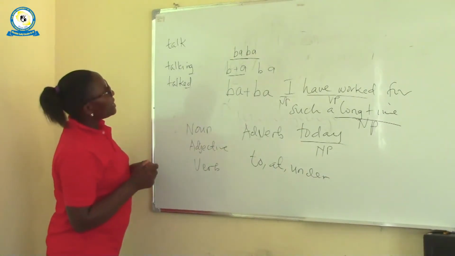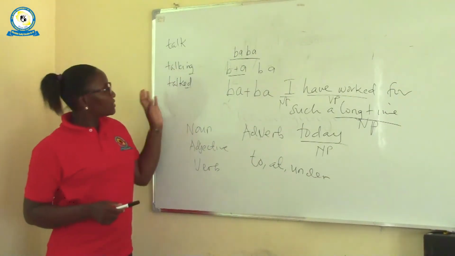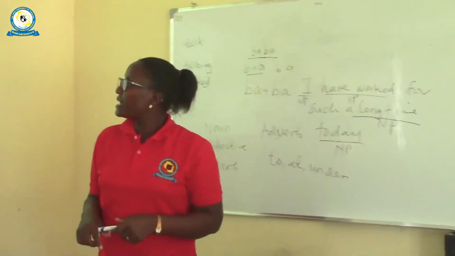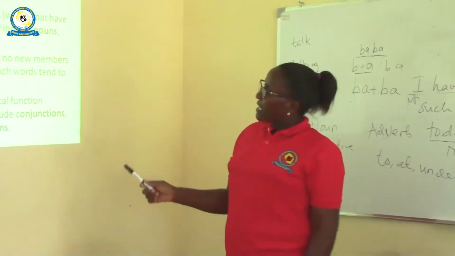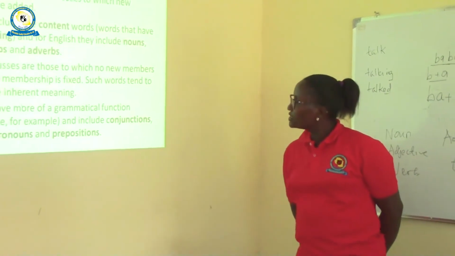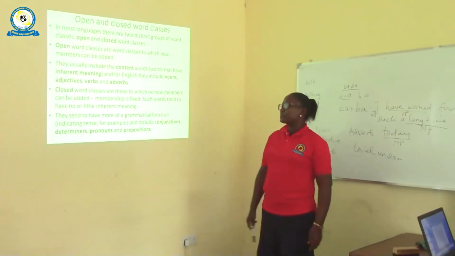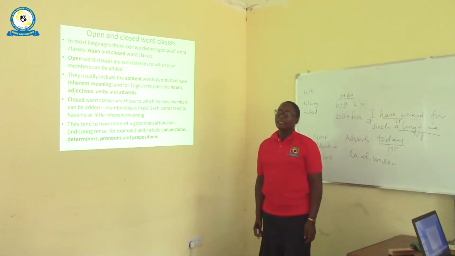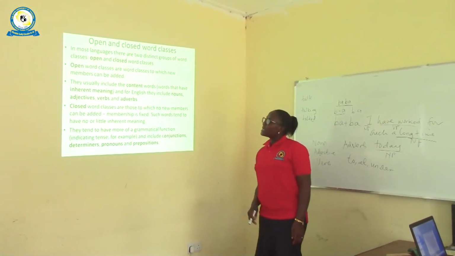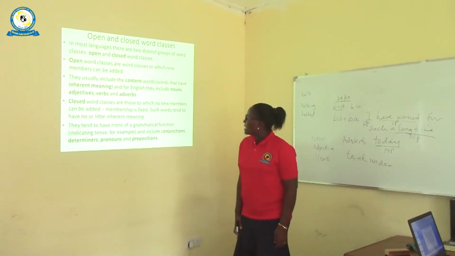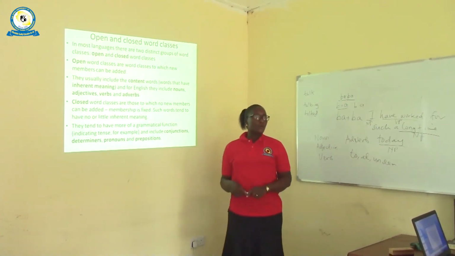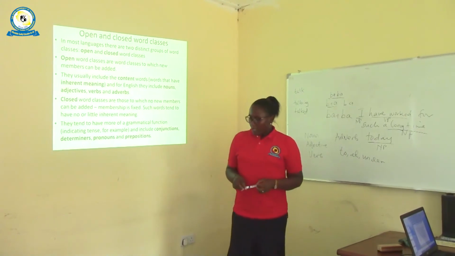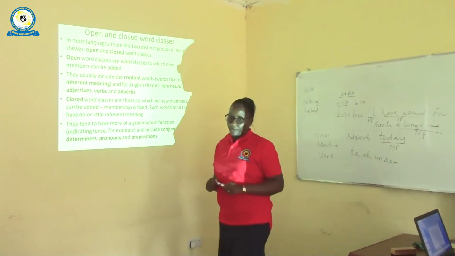The same applies with adjectives. So it's quite different. But with the conjunction, the determiner, pronoun, and preposition, no new members can be added to those words. But what happens to these? They indicate tenses and they have grammatical function. So I think for this lecture we should end here.